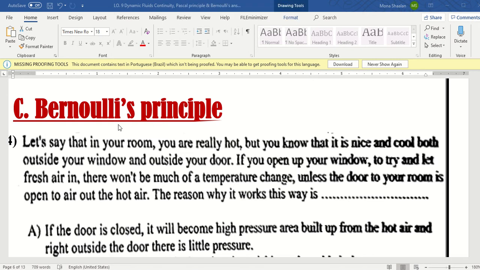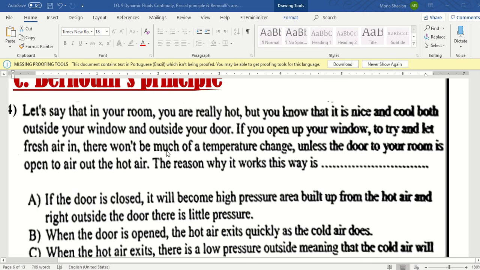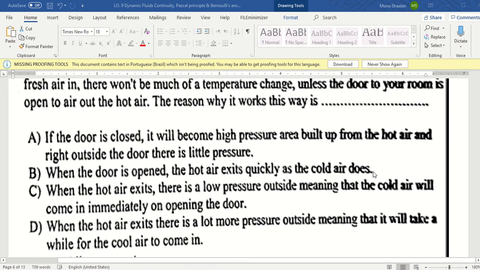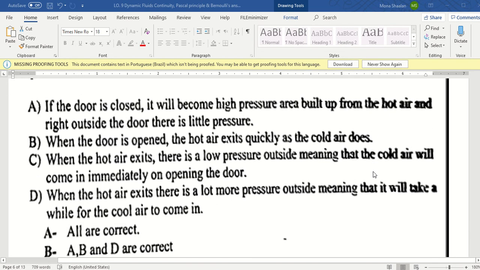Number one, let's say that in your room you are really hot, but you know that it is nice and cold both outside your window and outside your door. If you open up your window to let the fresh air come in, there will not be much temperature change unless the door to your room is open to air out the hot air. This occurs because, let's see the choices.